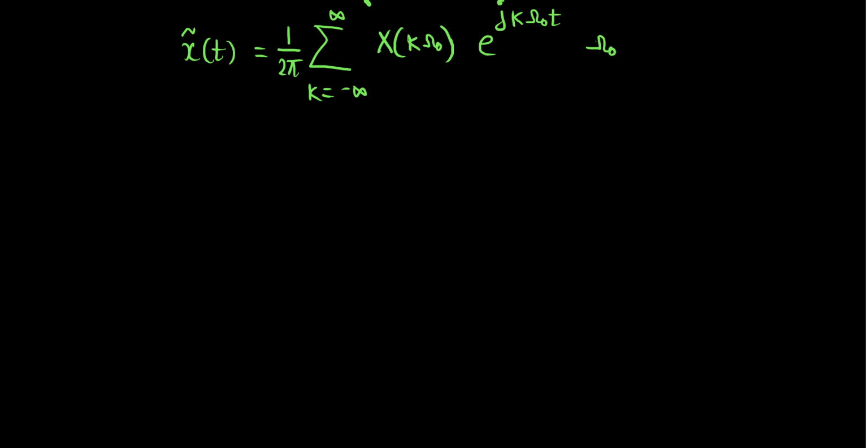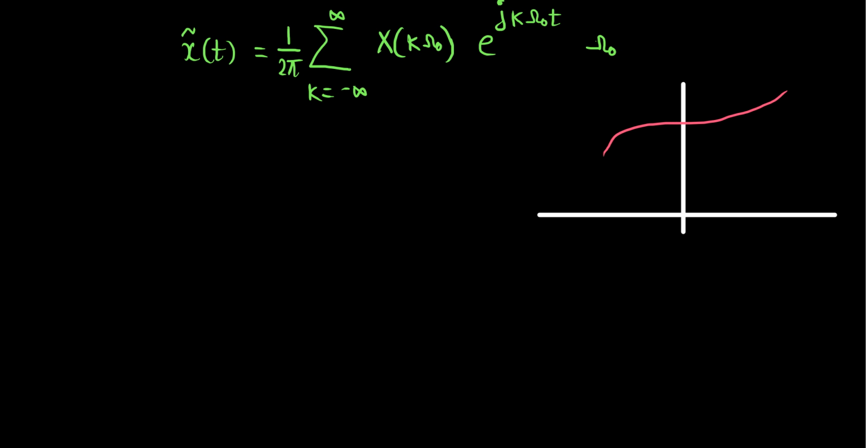So I have simply replaced this t naught by 2 pi by omega naught. Now let's observe this expression very carefully. This capital X of k times omega naught can be considered as a kind of function of k times omega naught. That means if I try to plot this capital X of k omega naught, it is going to be something like a function of k omega naught. So I can draw it as something like this.